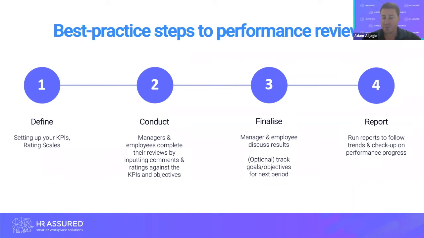So run reports to follow trends and check up on the performance progress. So this isn't something you set and forget. It's not like, all right, it's done now for the year and let's look at it again in another 12 months or 6 months, depending how often you do them. It's about running the reports, following up on the trends, and checking up on the performance progress every month, every fortnight, making sure that the employee is getting the support they need to achieve the goals that you set. And if there are any issues, being able to address them early.